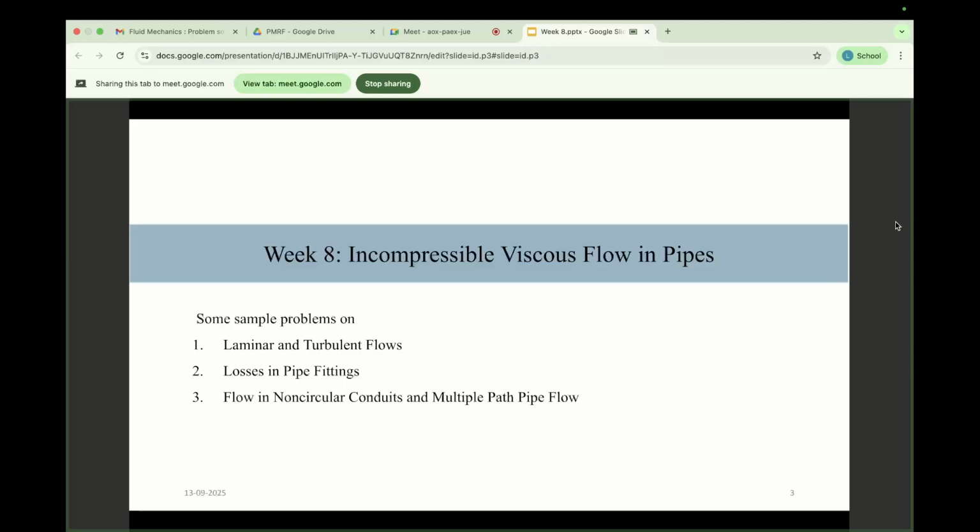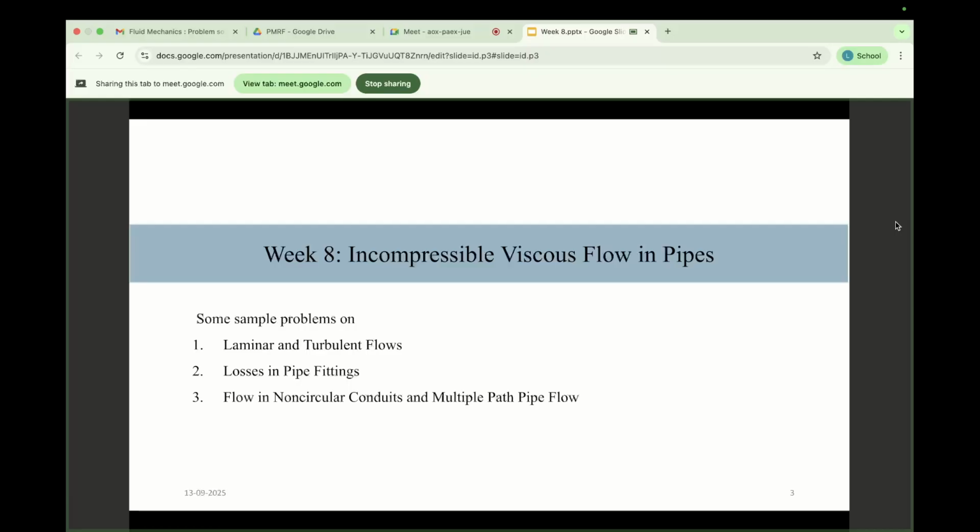Coming to today's lecture, we will initially study the vast topic of incompressible viscous flow in pipes. Here we are mainly dealing with laminar and turbulent flow, and further we will deal with losses in pipe fittings, non-circular arrangements, and pipe flow, and what is happening there, and how the concepts we study will help us solve numerical problems. That is what we will learn.